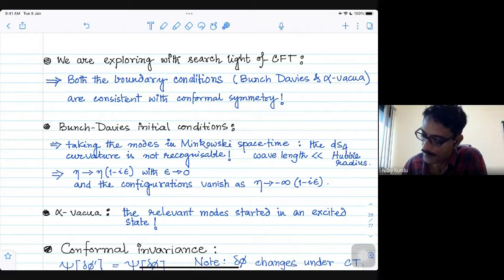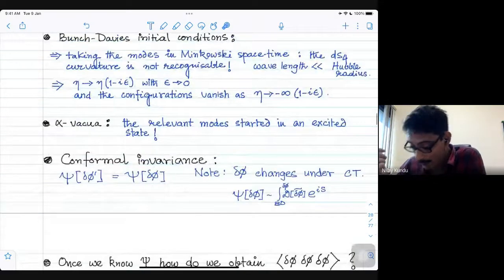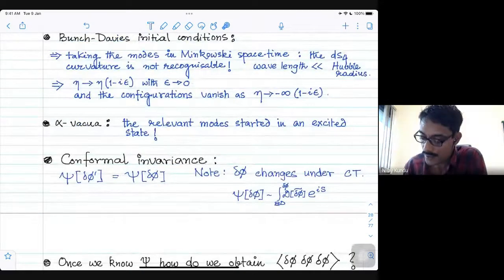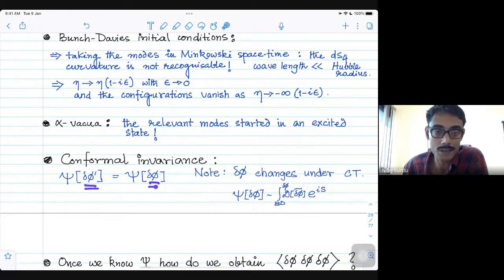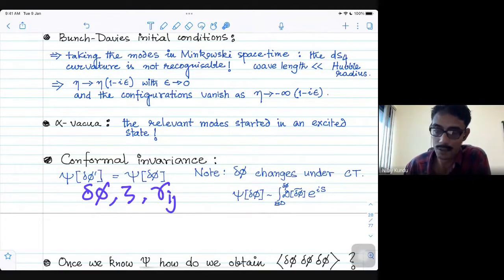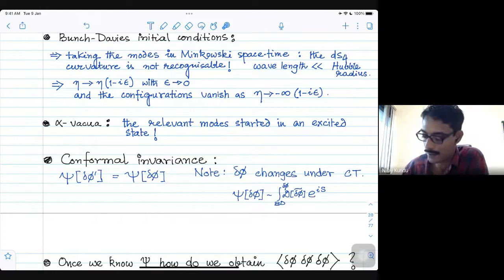So what do we mean by this conformal invariance? I have defined this wave function as the functional of the late time values of the perturbations, delta phi, gamma ij. I'm not explicitly writing it, but this collectively means all the perturbations, delta phi and gamma ij, which are the perturbations in the metric and the inflaton.